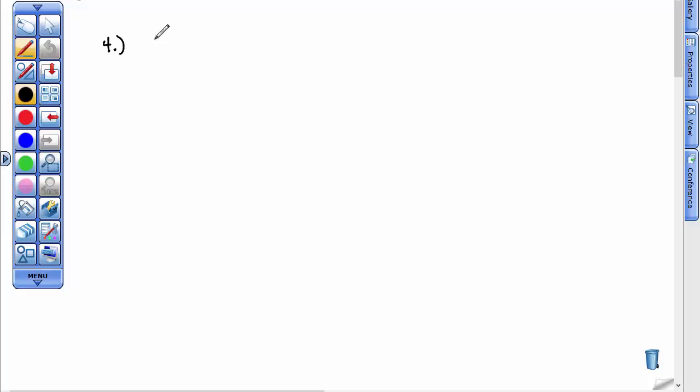So this problem that I'd like to do next is 3 times the square root of 36. Well, aha, square root of 36 is a nice number. It's just 6. So this is just 3 times 6, or 18. Let's see, let's try another.